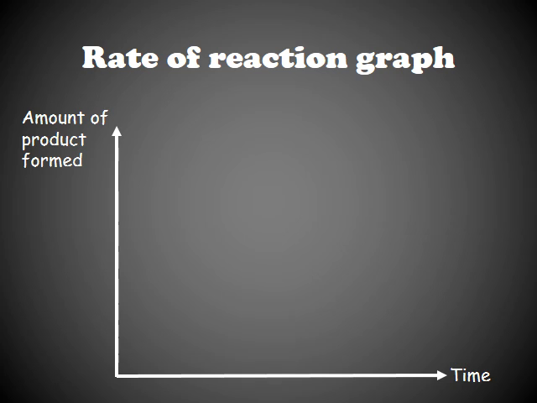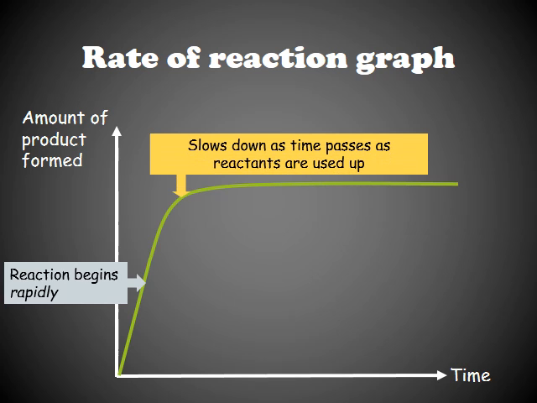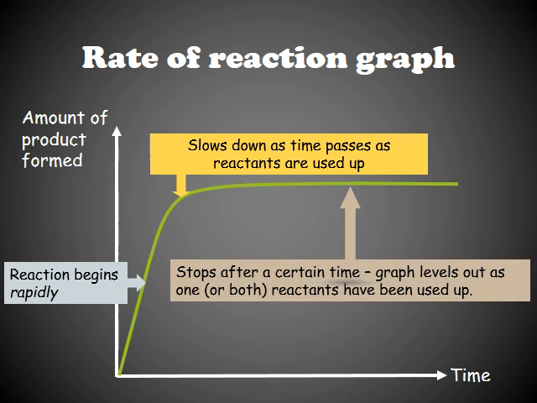Once you've got the information about how reactants are being used up and products are formed, you can do a rate of reaction graph where you plot the amount of product being formed or the amount of the reactant being used up against time. You should see that the reaction usually begins rapidly, with a very high and steep gradient, and then slows down as time passes as the reactants begin to get used up. There's less chance of the reactants colliding to form products. Finally, it stops after a certain time and the graph levels out as one or possibly both of the reactants have been used up.